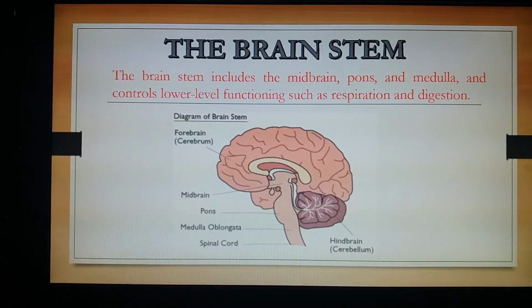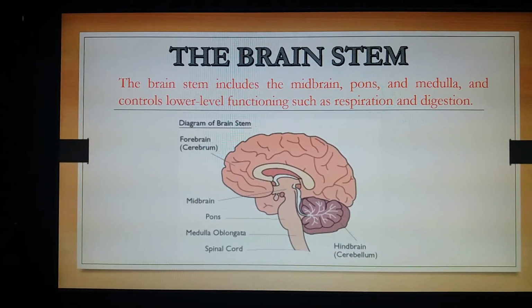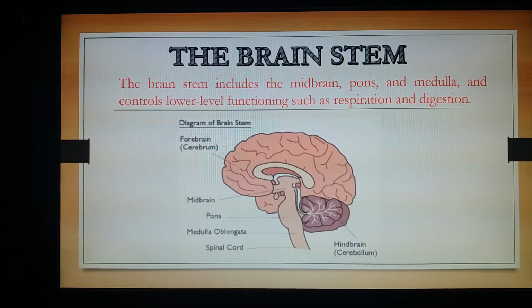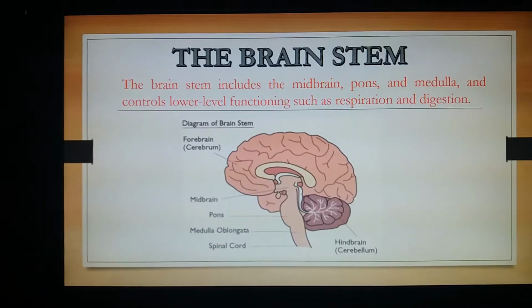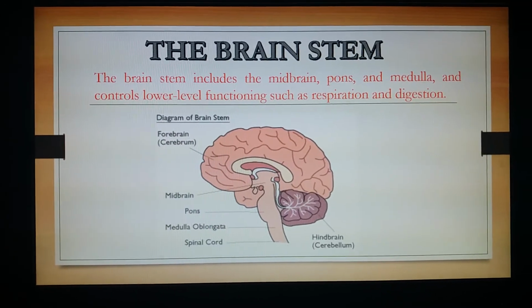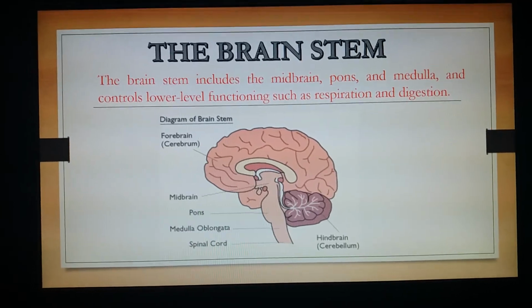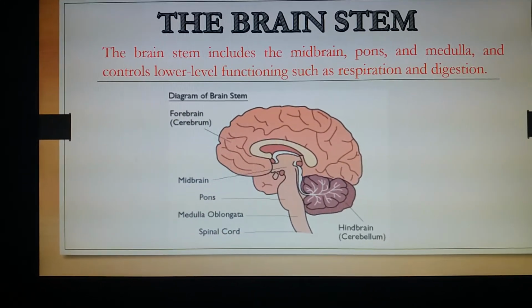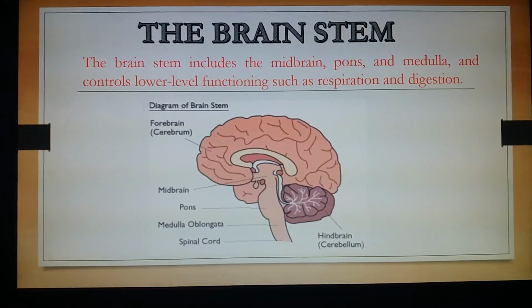The brainstem includes the midbrain, pons, and medulla, and controls lower level functions such as respiration and digestion. As you can see, this is the structure of the brainstem.